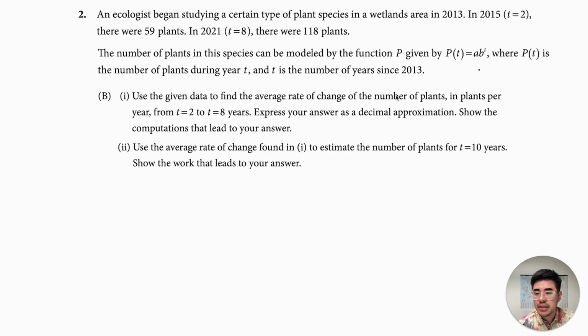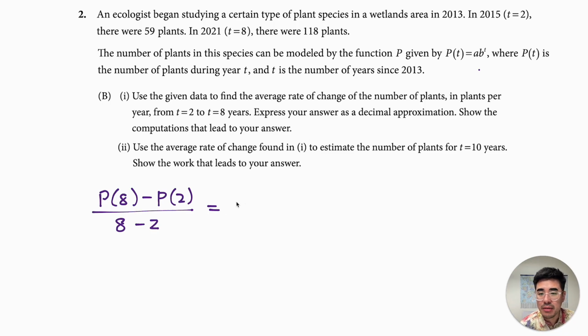Part B, use the given data to find the average rate of change, so AROC. So here's how you show your work for AROC. We're going to say P of 8 minus P of 2 over 8 minus 2. We're given in the question that P of 8 is 118, P of 2 is 59 over 6. So then this is going to be 59 over 6.